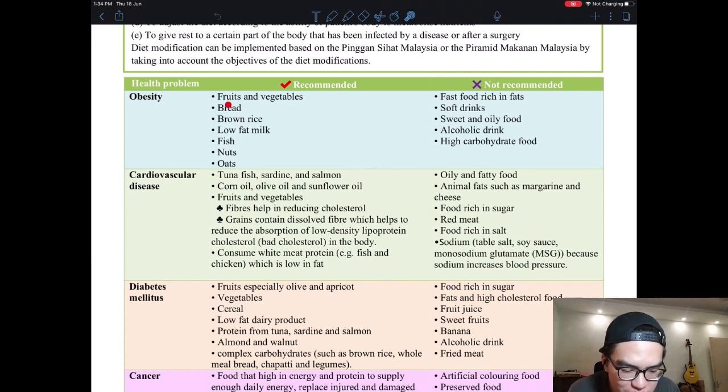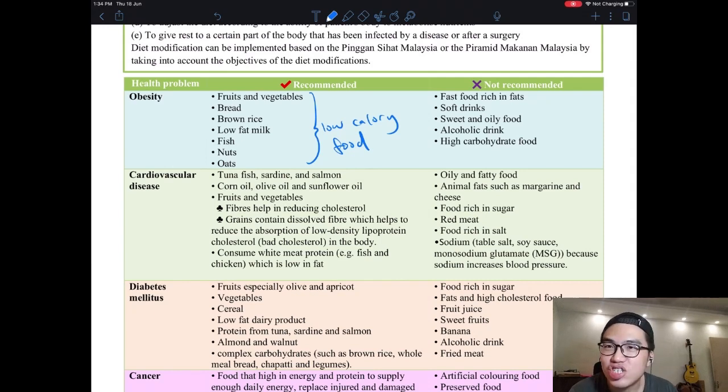Fruit, vegetables, bread, brown rice, low-fat milk, fish, nuts, oats. Mainly what we call low-calorie food. You should not eat anything that has high energy. This goes for healthy food too. What I mean is, yes, chicken breast is healthy. Yes, nuts are healthy. Healthy food, if you eat a lot of it, you still get fat. So that's the point. Nuts are healthy, but it doesn't mean you can eat a lot if you're obese. You should cut down on the nuts.